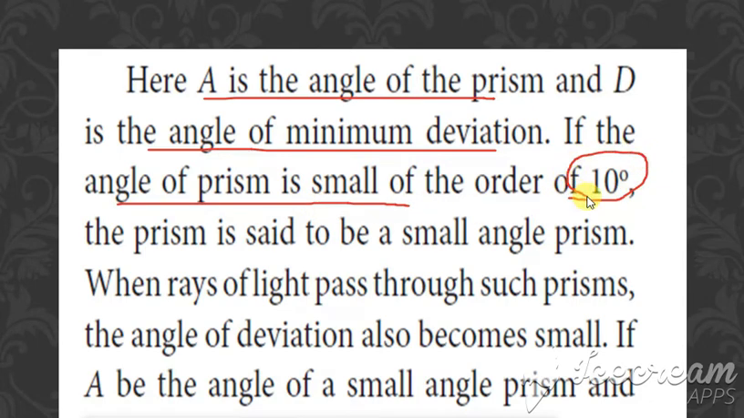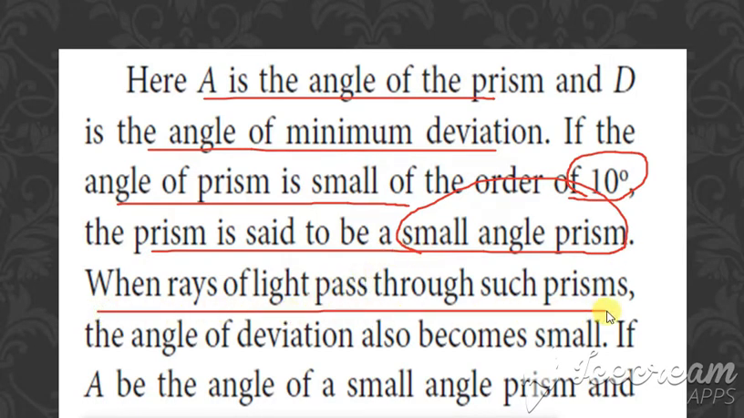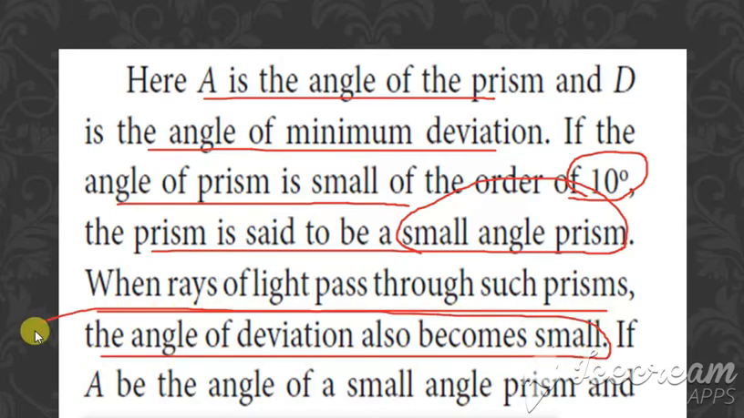Suppose you consider the angle of the prism to be small, of the order of 10 degrees, then the prism is a small angle prism. When the ray of light passes through such a prism, the angle of deviation also becomes small. Suppose the angle made is 10 degrees.